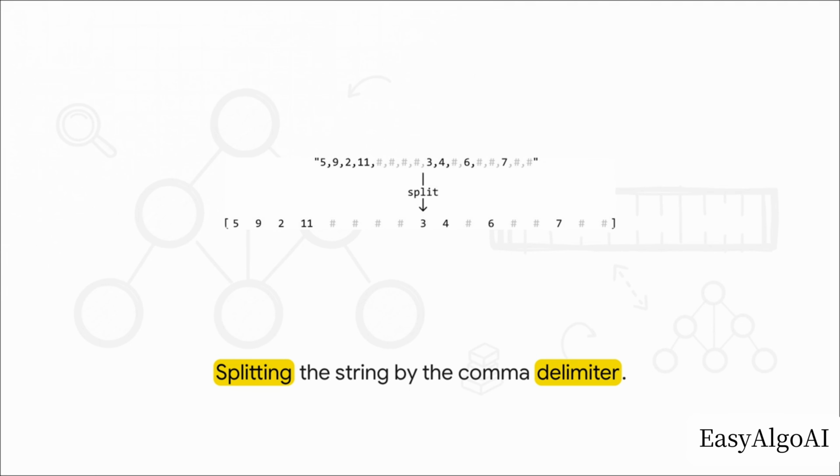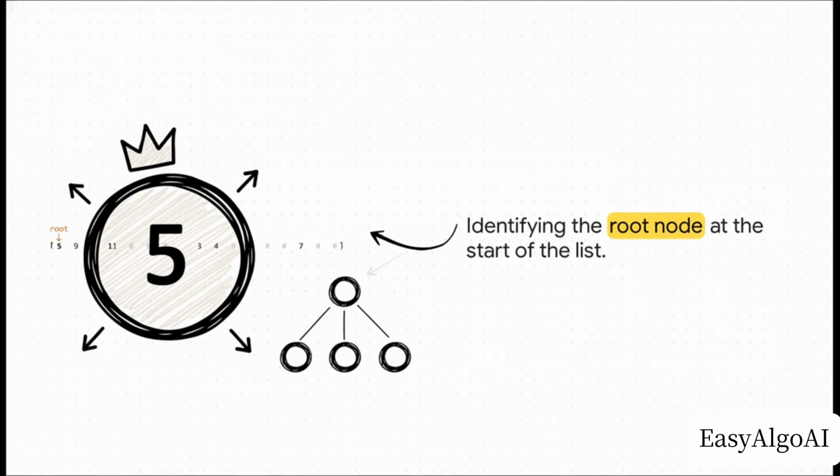Here we take that single long block of text and basically snap it into a clean list of individual values and hashtags. This sets us up perfectly for iteration. Because we deliberately chose a pre-order strategy where the root is processed first, we know with absolute certainty that the very first value popping out of this list, the number 5, is our mighty root node. We don't have to search for it or guess. It is right there at index 0.